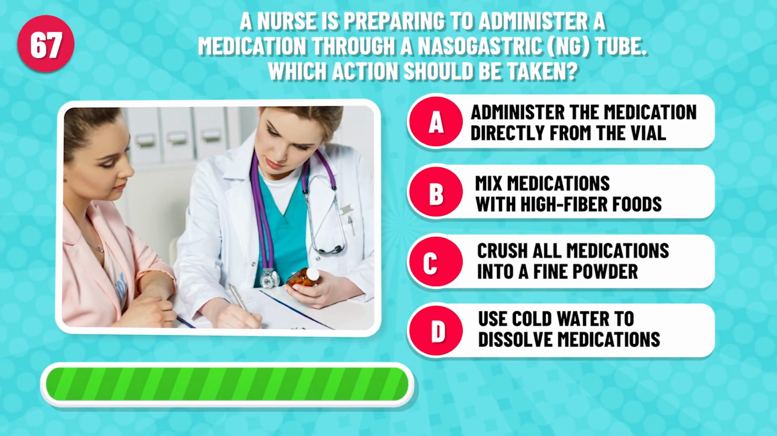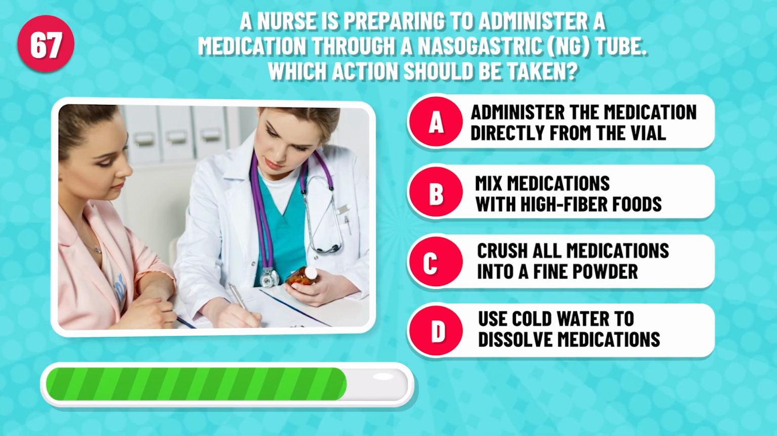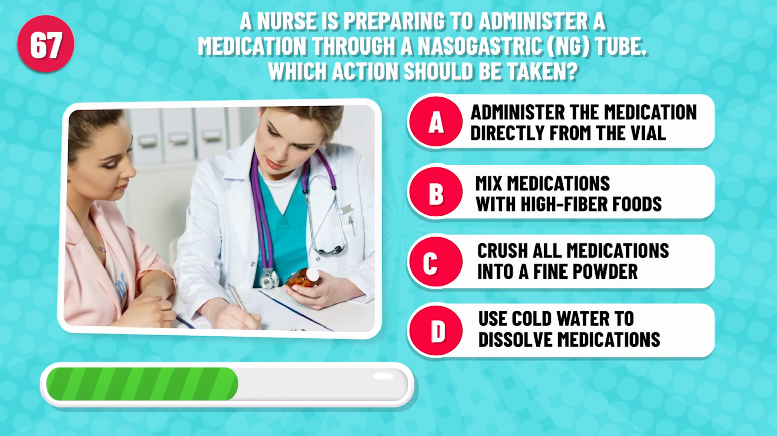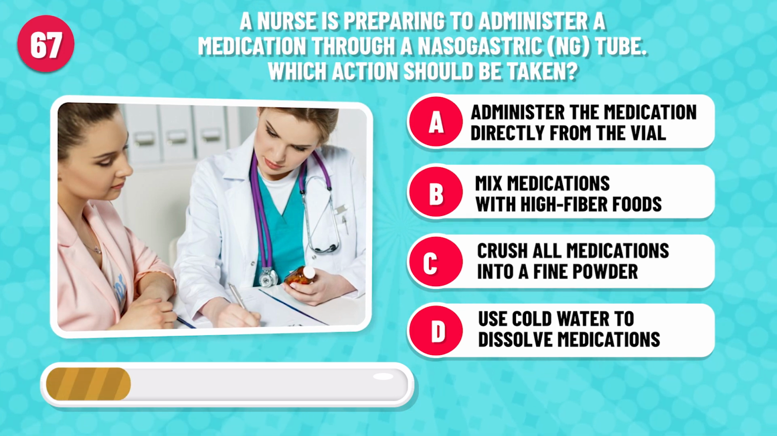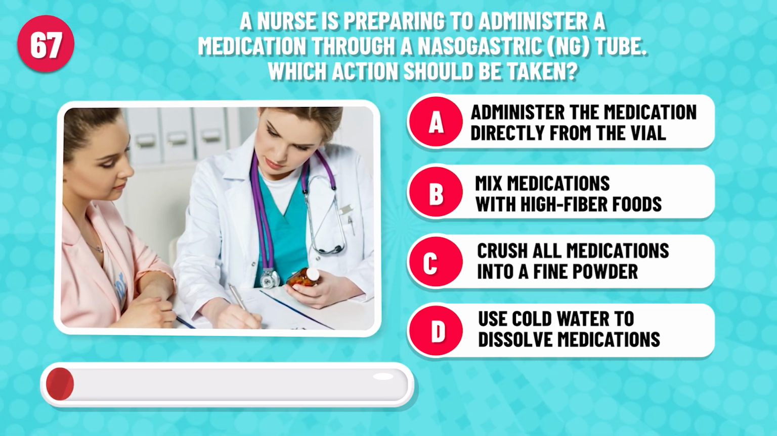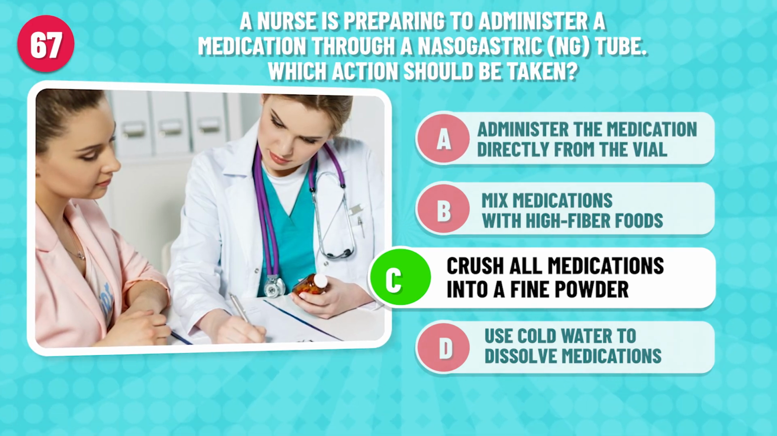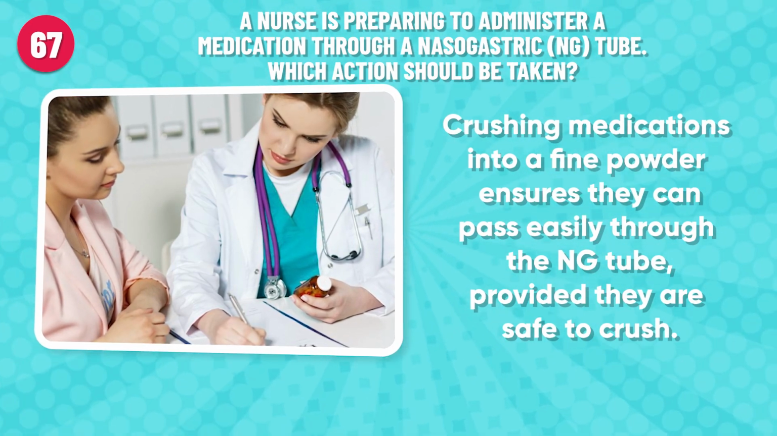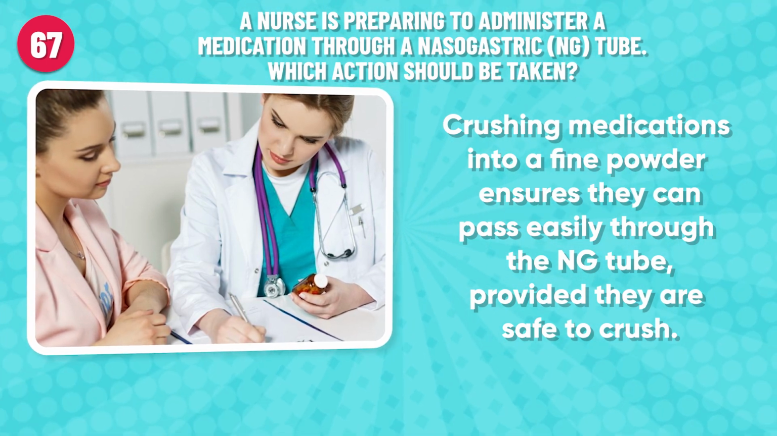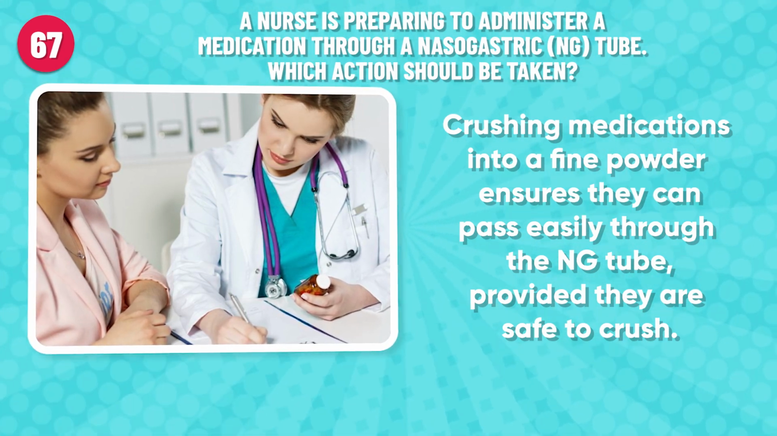A nurse is preparing to administer a medication through a nasogastric NG tube. Which action should be taken? It's C. Crush all medications into a fine powder. Crushing medications into a fine powder ensures they can pass easily through the NG tube, provided they are safe to crush.